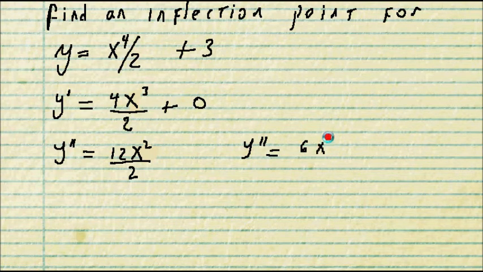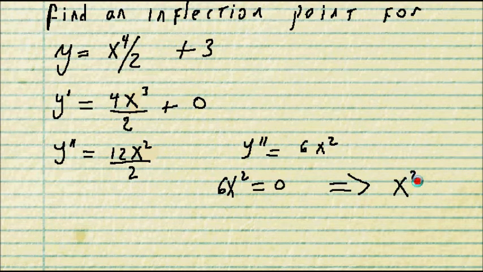So now to find possible inflection points, I'm going to look for where the second derivative is equal to 0. Okay, possible inflection points. The fact that the second derivative is equal to 0 at that point does not translate into that being an inflection point. But I'm going to solve the equation 6x squared equals 0. And this implies that x squared equals 0. So really then that says that x is equal to 0. That's the possible inflection point.